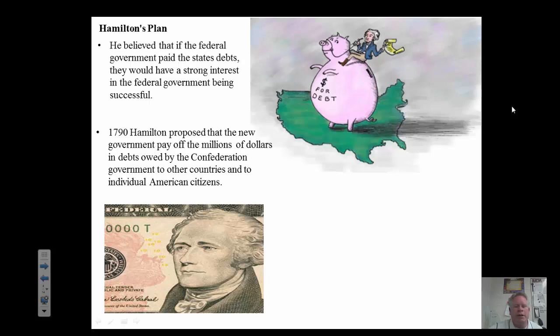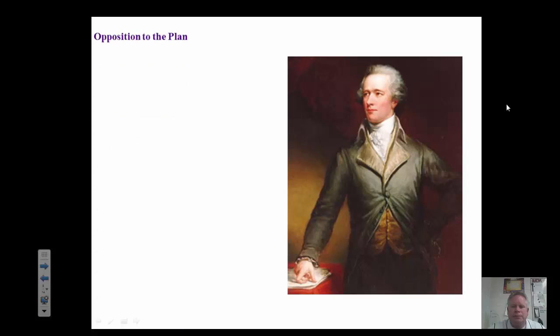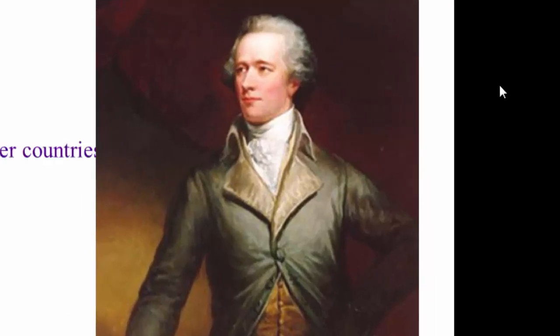So in 1790, Hamilton proposed that the new government pay off the millions of dollars in debts owed by the Confederation government, or the government that we had when we fought the war, to other countries and to the individual American citizens. He argued that the states had fought hard to win independence, and the national government should pay the cost. Well, there was opposition to his plan in Congress.